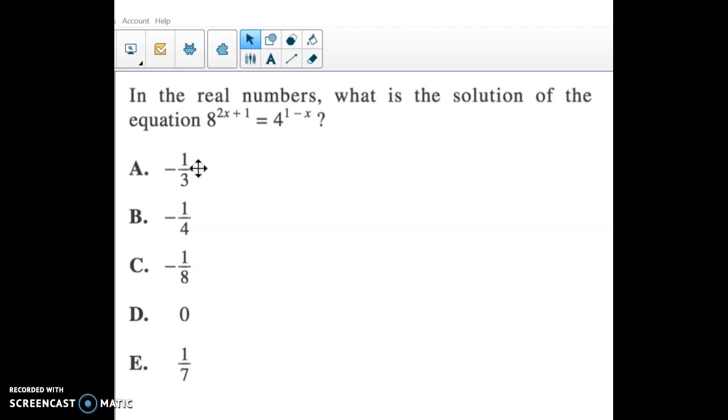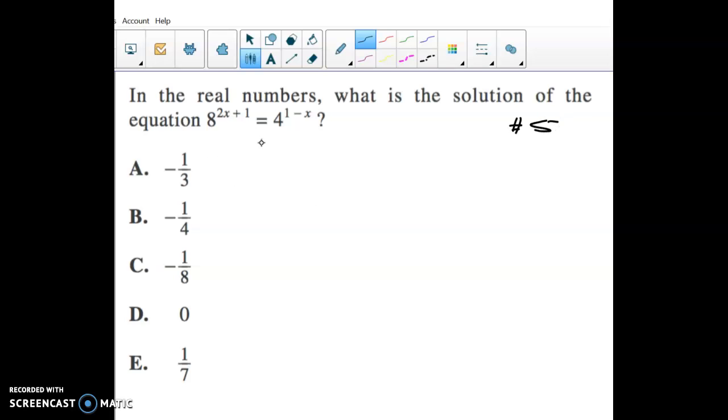All right, this is the practice ACT questions relating to logs and exponentials. And this is number five, where we have to solve this for x. One note is, if we had no clue, you could plug in your different values for x and see if you could get one that works. That would be one route.